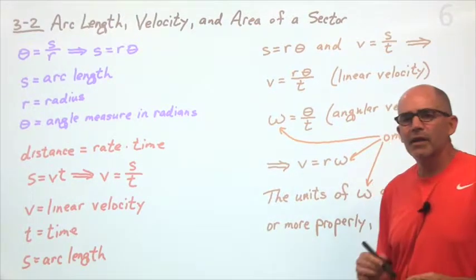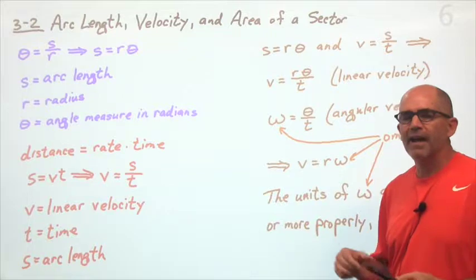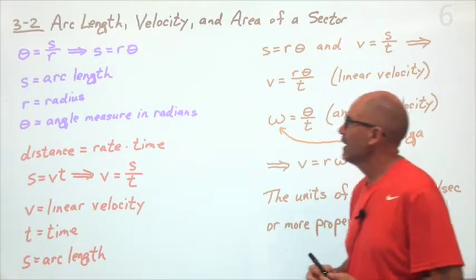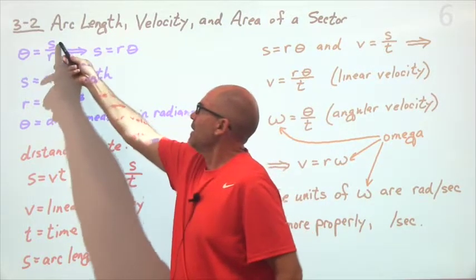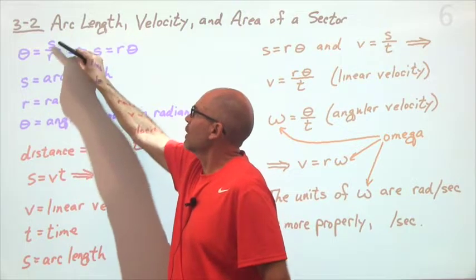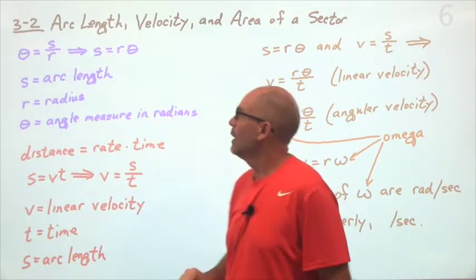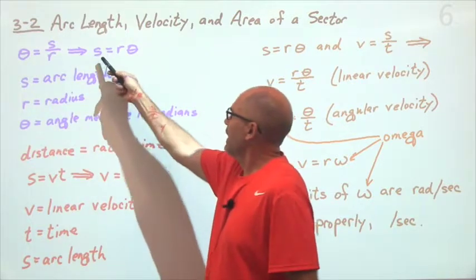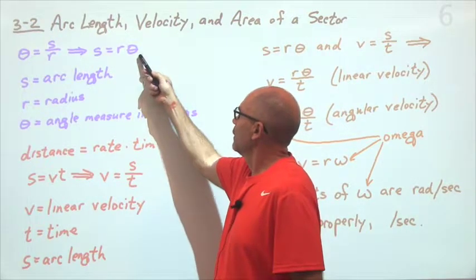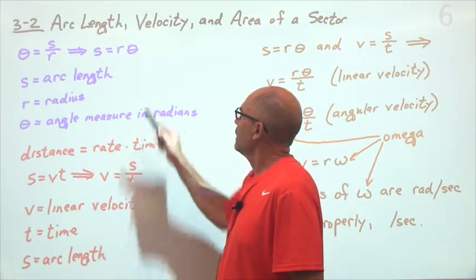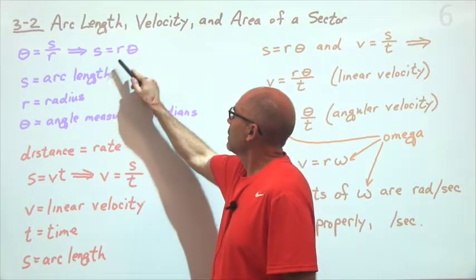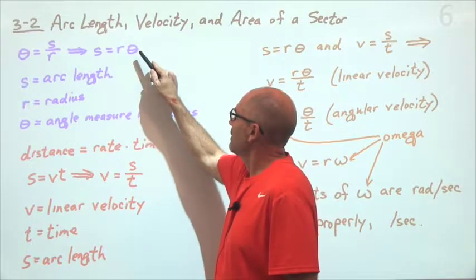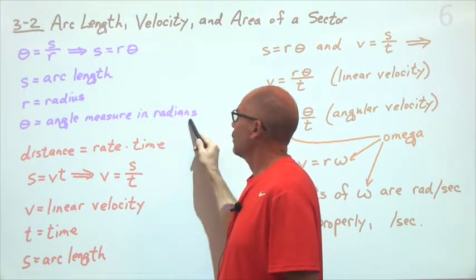First thing, like we talked about when we first defined the radian, theta equals s over r, so it equals arc length divided by radius. Well, if I multiply both sides by r here, then I get s equals r theta. So that means the arc length equals the radius times the angle in radians.